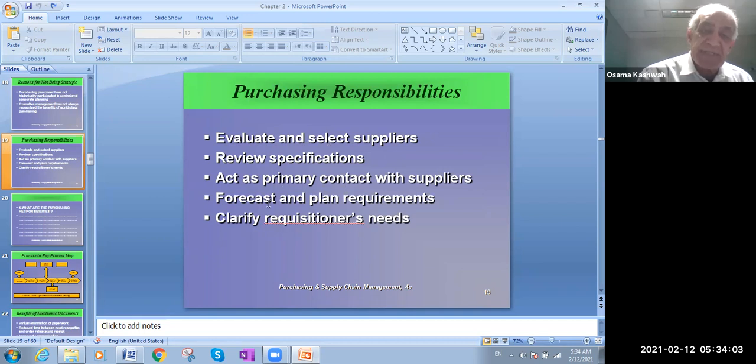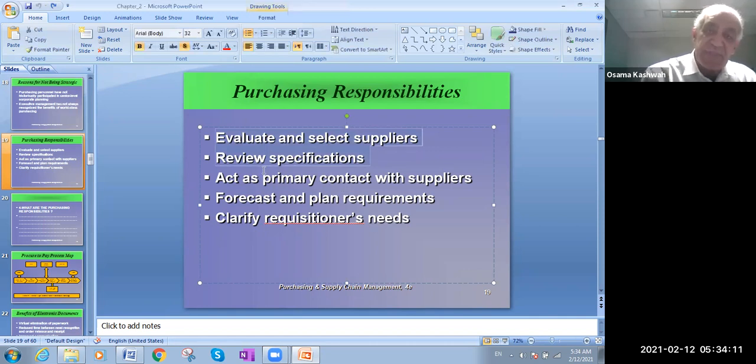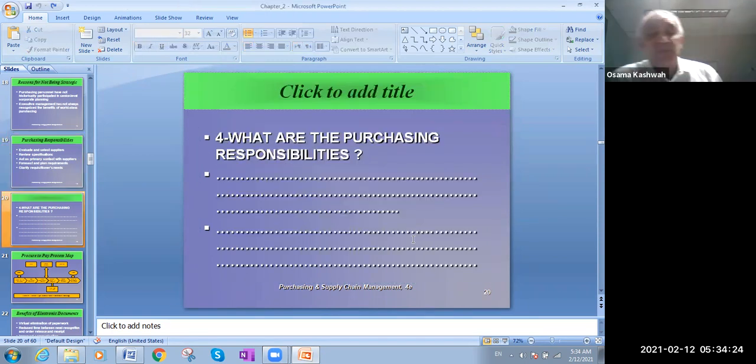Purchasing responsibilities: you have to evaluate and select suppliers, select the good suppliers, the best suppliers, review specifications, act as a primary contact, forecast and plan requirements, and clarify the customer's needs. Those are what we call the purchasing responsibilities. I will stop here for a few minutes and ask about the purchasing responsibilities.